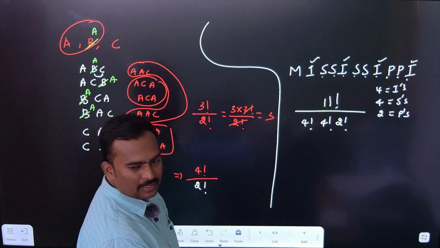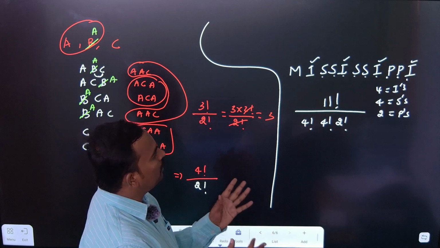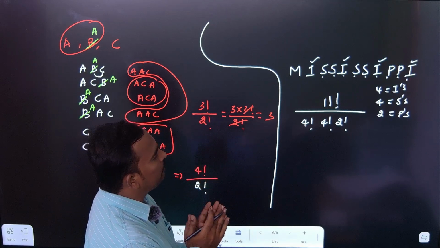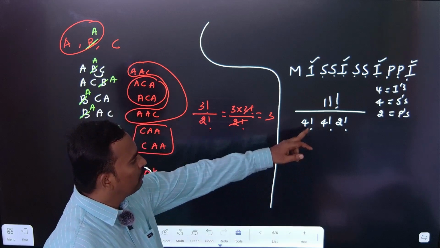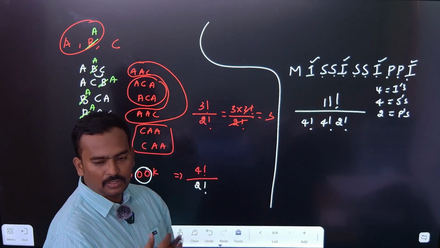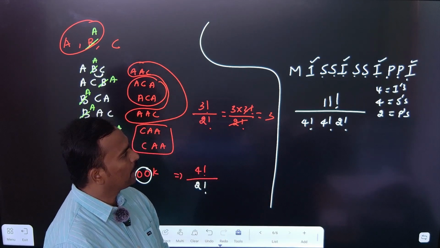So, these are the possibilities. Clear? The total number of arrangements of the letters of the word MISSISSIPPI is 11 factorial divided by 4 factorial into 4 factorial into 2 factorial. Clear? Okay.